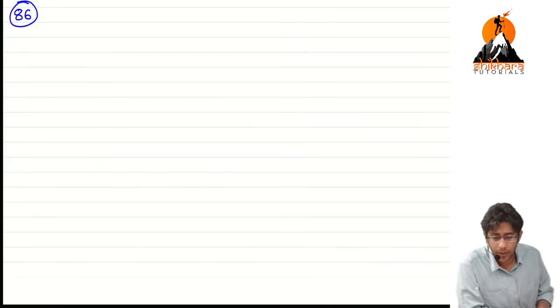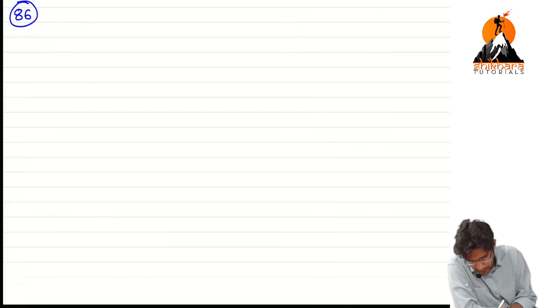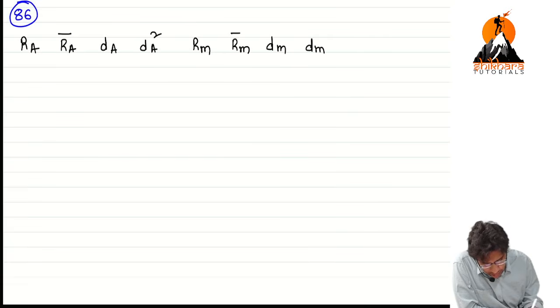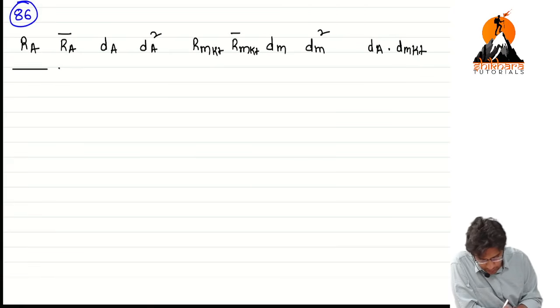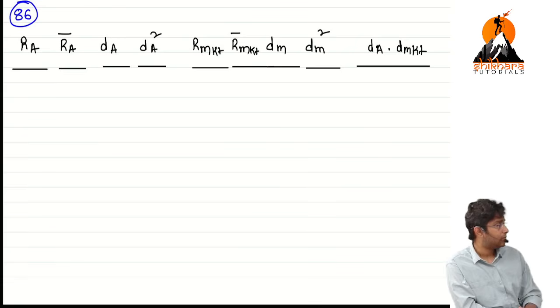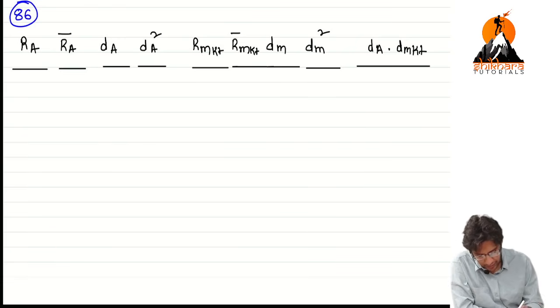Prepare a 9-column table, sir. Security return, expected return, deviation, deviation square, RM, RM bar, deviation of market square, deviation of security into deviation of market. Now fill up all the data, sir, one by one.